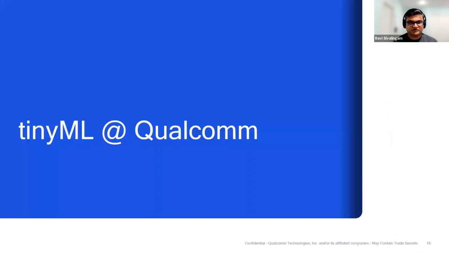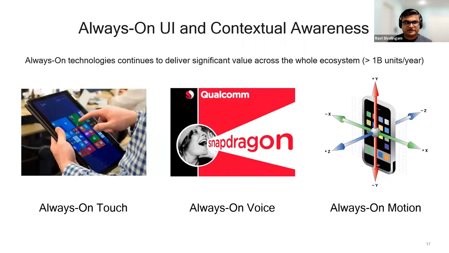All right, let's dive into the main topic, tinyML at Qualcomm. So just a little bit of background. We've had always on UI for contextual awareness with a variety of different sensor modalities previously. We have always on touch. We're so used to it right now, we don't think about it twice. In fact, when you show kids laptops that do not have a touch screen, they try to touch the screen and swipe on it. They're so used to that, it's so pervasive right now.